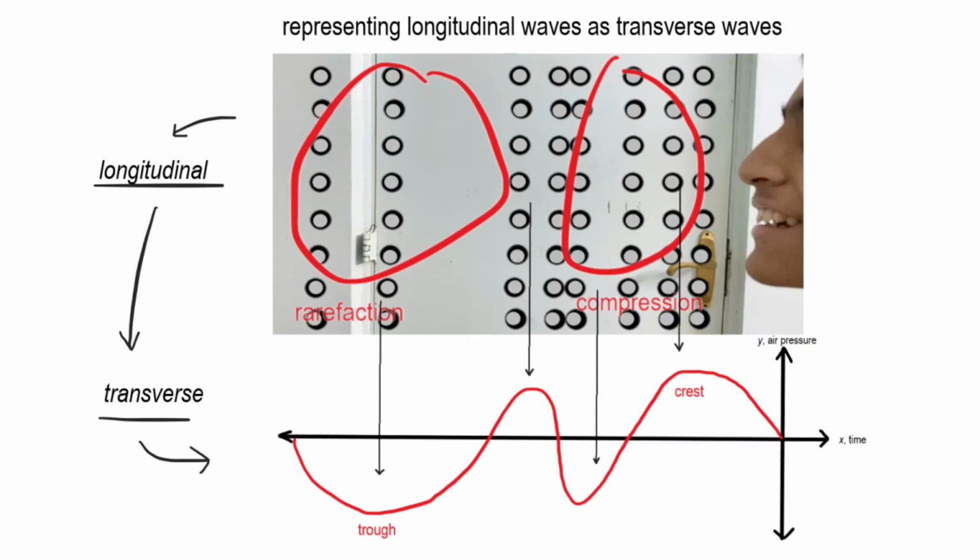It can be laborious to draw compressions and rarefactions repeatedly when studying sound waves. So we often represent these longitudinal waves as transverse waves, just for simplicity. Here, compressions correspond to peaks and rarefactions to troughs. But that's not the only oversimplification we can make of sound waves. You see, sound is complicated.